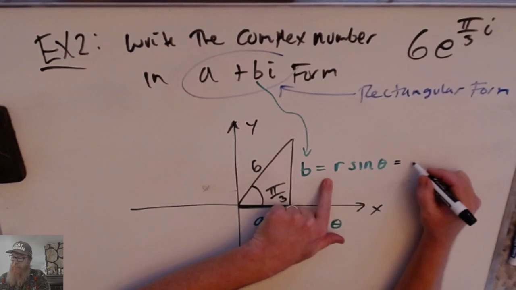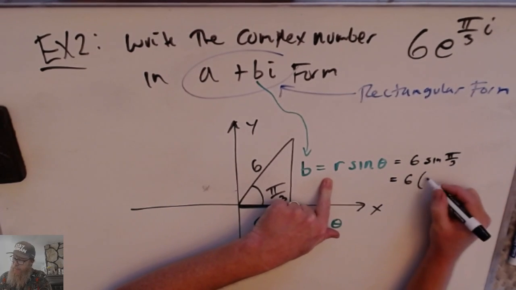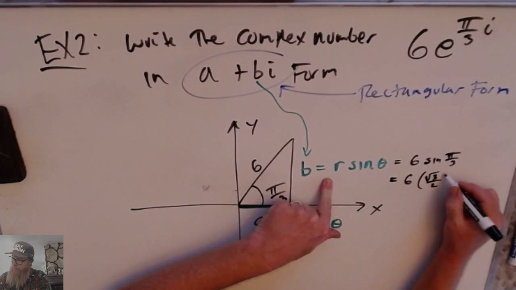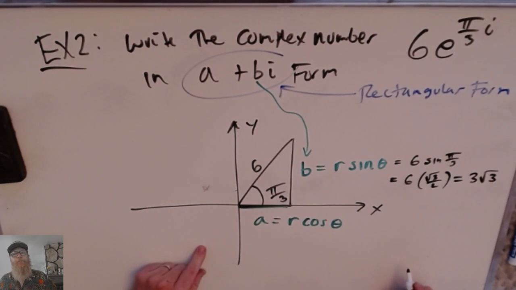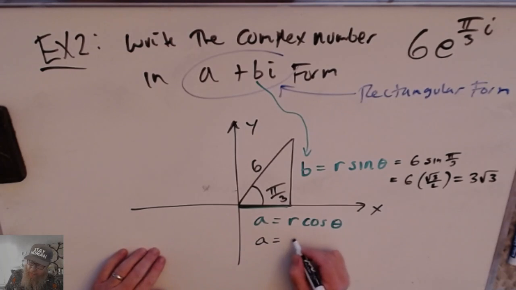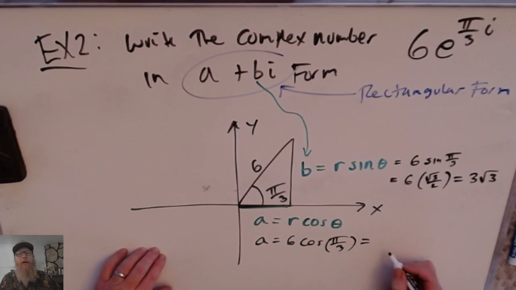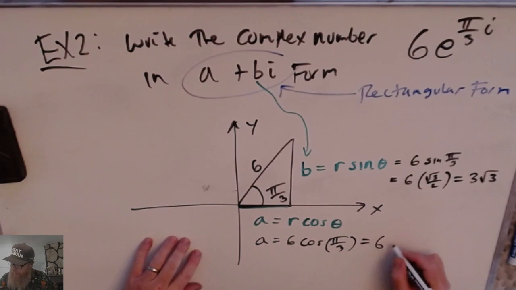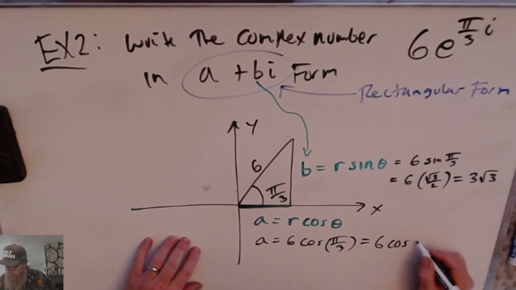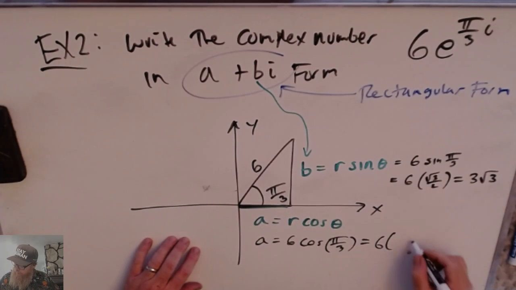So B would be 6 sine pi over 3. That'll be 6 times root 3 over 2. So that's 3 root 3. And your A would be 6 cosine pi over 3. I'm being really careful today. I've screwed this up several times in the past. Hopefully I've made all my corrections. So you've gotten all the corrections. Thank you for your watchful eyes.